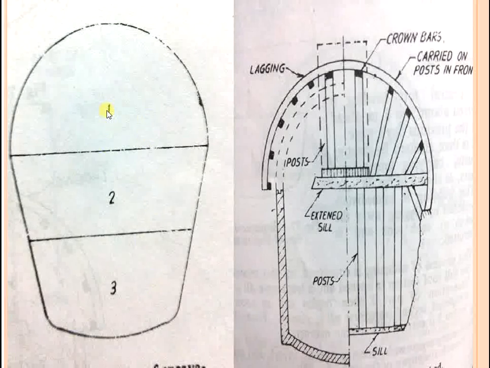The top section is excavated up to 5 meters. After the 5 meter excavation, we support it with the help of vertical wooden posts and lagging, tightening the tunnel. Then we support the top section with the help of the crown bars, carried on the posts at the front, and we do the masonry of all the materials of the top section, which is the arch section.